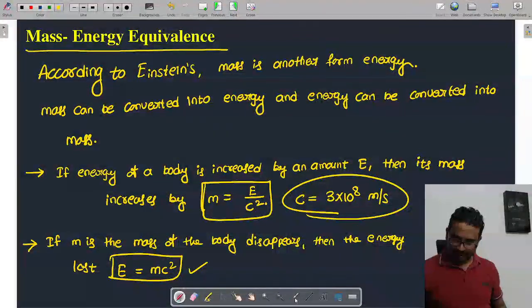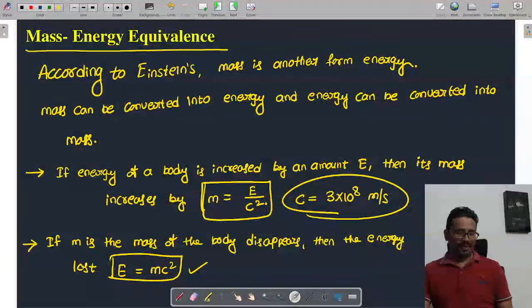C is the velocity of light, 3 into 10 power 8 meters per second.